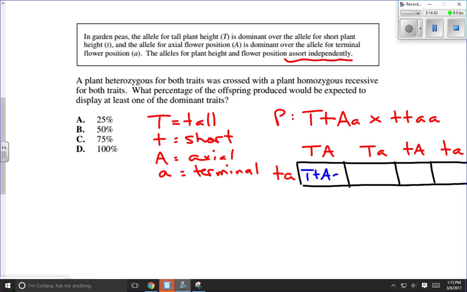So big T, little t, big A, little a, big T, little t, little a, little a, little t, big A, little t, little a, and little t, little t, little a, little a. Now the question is asking us for the percentage of offspring expected to display at least one dominant trait. So at least one dominant trait could be both dominant traits. So we have one that has two dominant traits, this one has one dominant trait, this one has one dominant trait, and this one does not, which means we have 3 out of 4, and our answer is 75%. Much quicker way to get the question done when we have a manageable Punnett square.